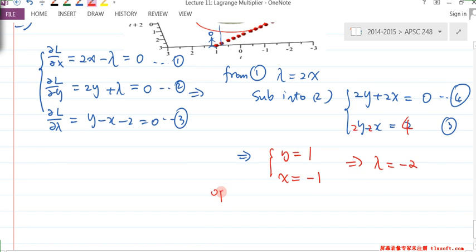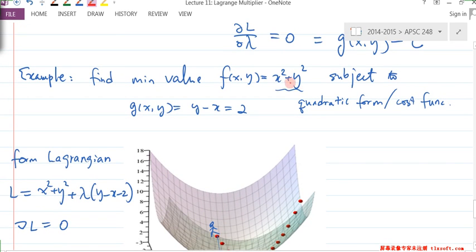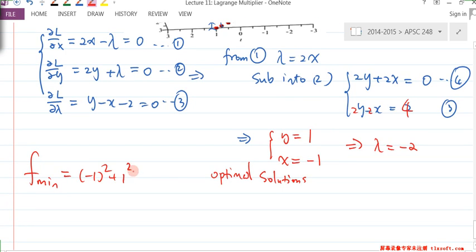This is called the optimal solution, including the lambda. So if this is the optimal solution, and you know that it's going to be a minimum, the next question is, what would be the minimum value along the curve traced out? So f min equals what? f is this, so it should be 2. Make sense?